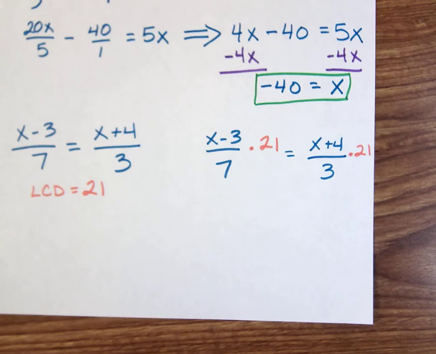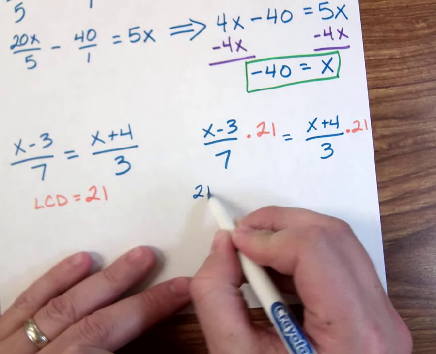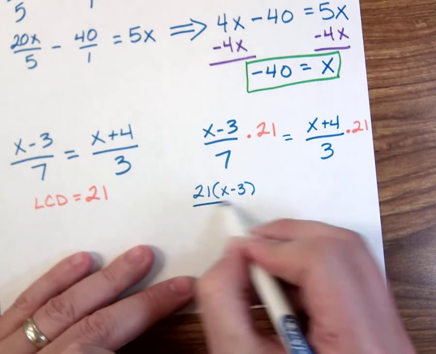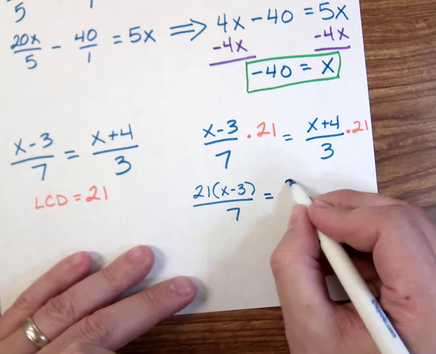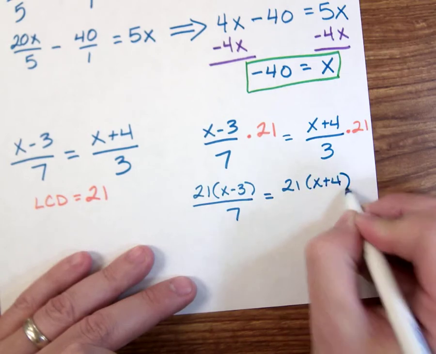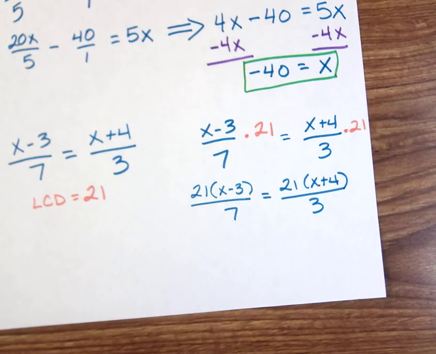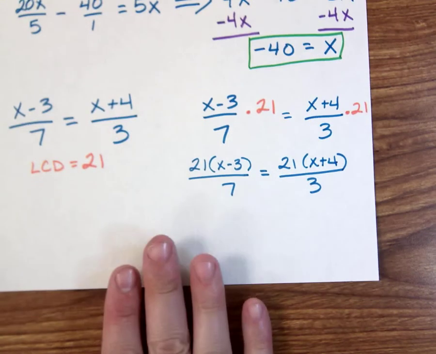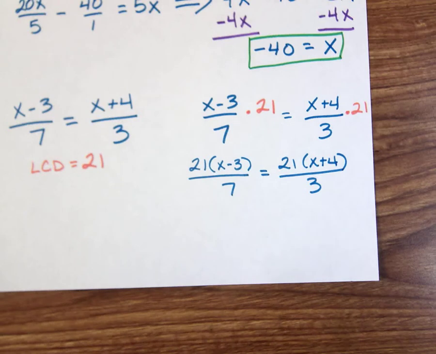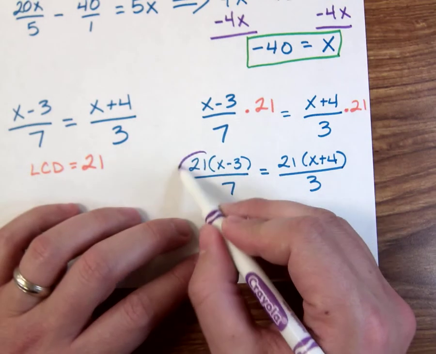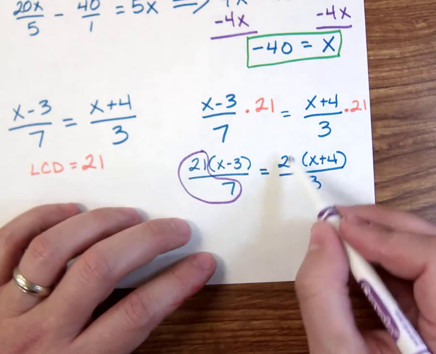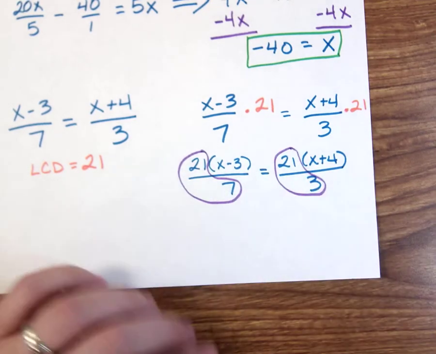Cool. Now you got to be careful here. Because the numerator is gross, we got to be a little careful. When I say I'm multiplying x minus 3 by 21, the x and the 3 are both going to get multiplied by 21. Now the way I'm going to write that is like this. 21 times x minus 3 over 7 equals 21 times x plus 4 over 3. The reason I'm writing it like that instead of just reducing it right now, or multiplying it right now, is so I can reduce it.